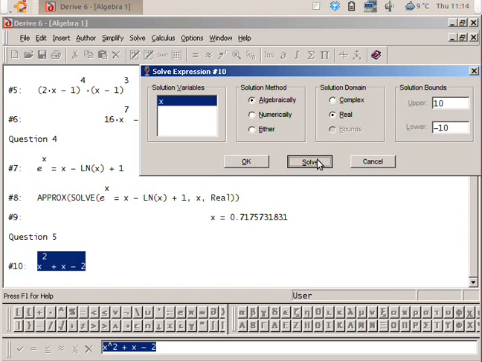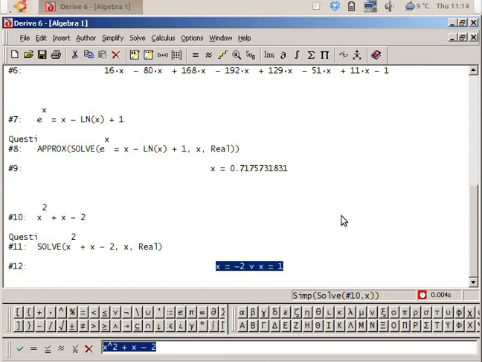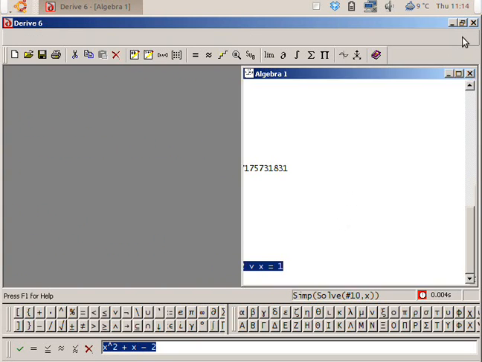Yes, keep it real. And there are the two answers. X is -2 or X is 1. Now I'll just fix the font again.